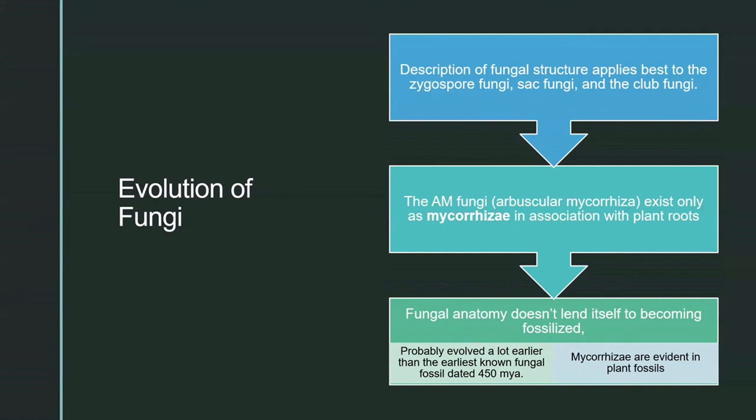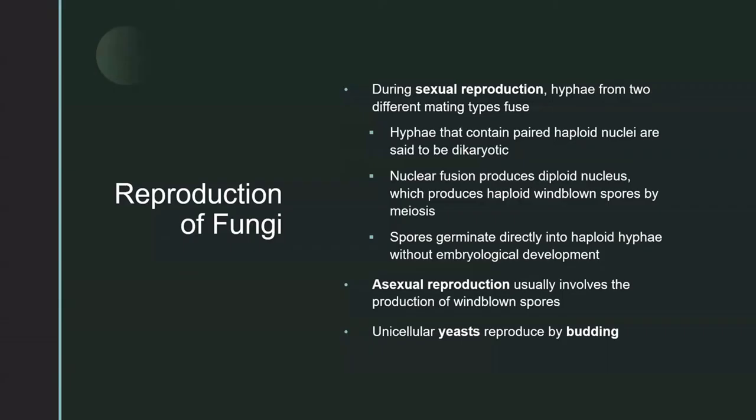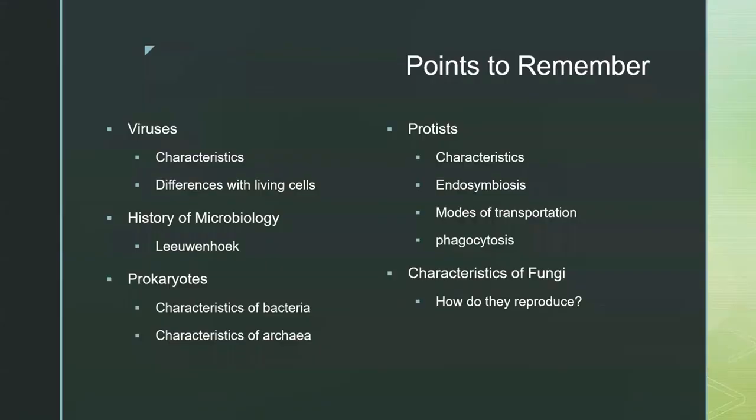Fungal anatomy doesn't lend itself to becoming fossilized. They're squishy and soft, and they tend to rot away entirely. They probably evolved a lot earlier than the earliest known fungal fossil, because mycorrhiza are evident in plant fossils long before that. So some points to remember from this one: viruses, what are the characteristics?